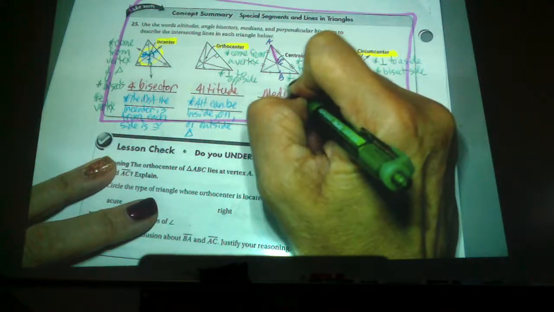And so the characteristics of a median would be what? We all have two characteristics. What's one? A median must come from a vertex. So it comes from the vertex. And what does it do? It hits the opposite side at a point. Oh, and you also have to know that's called the centroid.